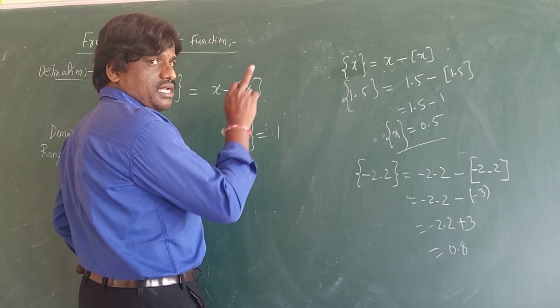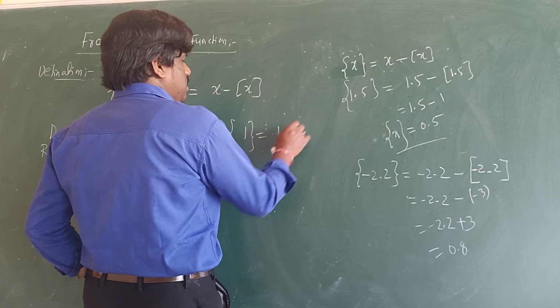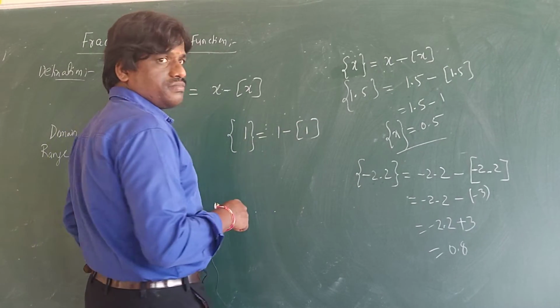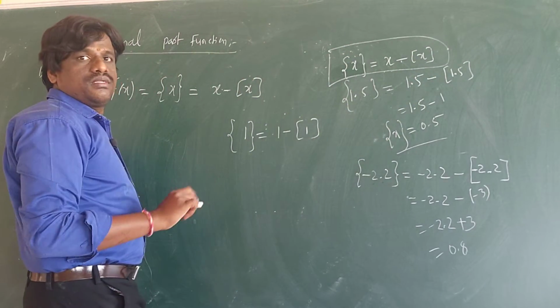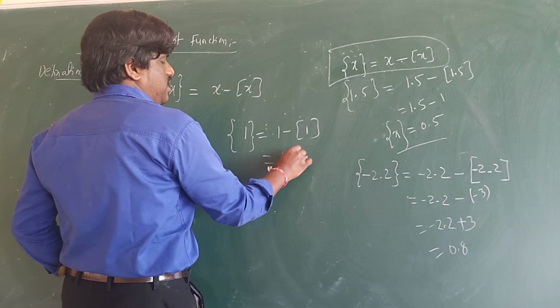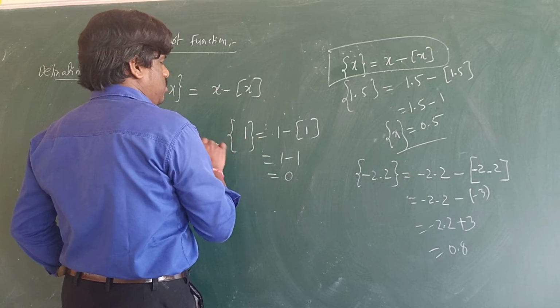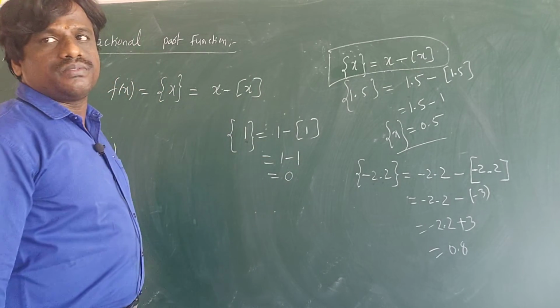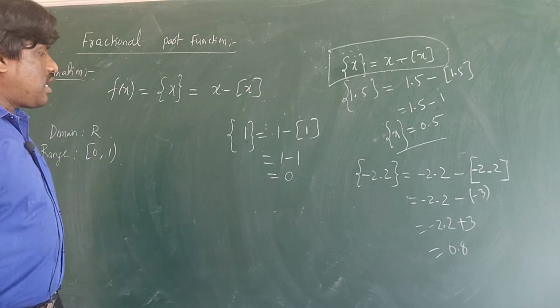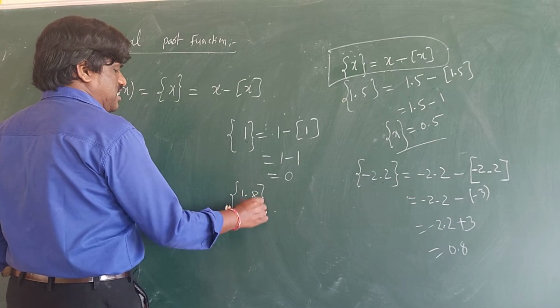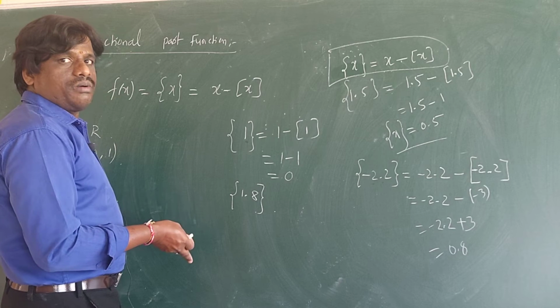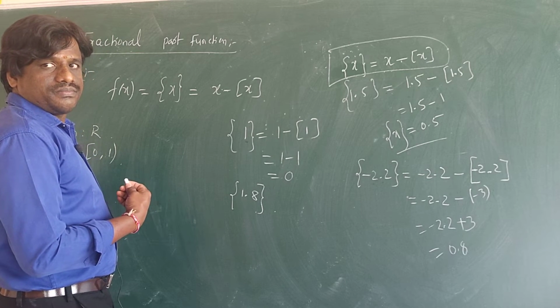I can write it as the number minus the greatest integer of 1. This is only a formula, a thumb rule. So what do I get here? 1 minus 1. How much do you get? 0. So 1 is nothing but 1.0. Another number, 1.8: can you tell me its fractional part? 0.2. Directly you can say.